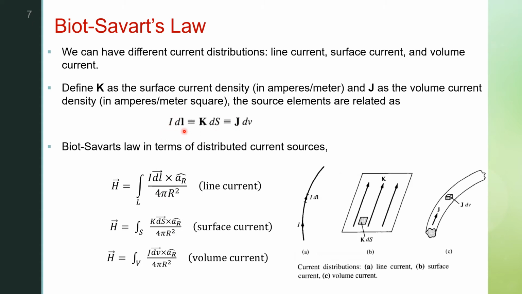Because here we understood IdL is the same as KdS. And H is equal to the integral over the entire volume V of J dV cross aR by 4 pi R square for a volume current. And here also J dV is the same as IdL. And aR represents the unit vector, and R is the distance between the point P and the current element.